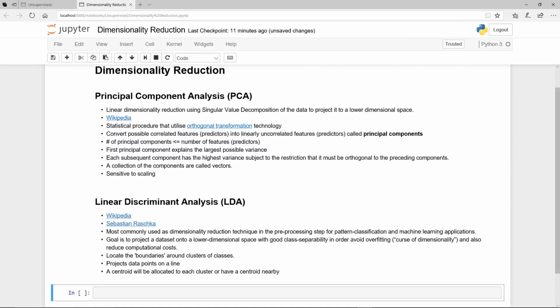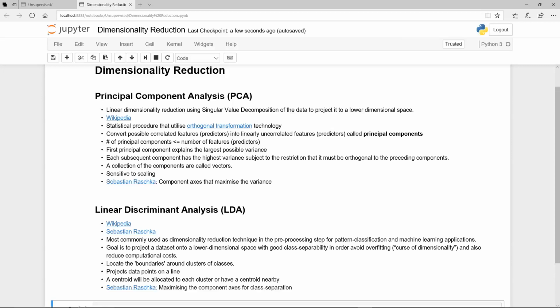The other way to explain this is that linear discriminant analysis actually locates the boundaries around clusters of classes. Basically, it's trying to identify where the boundary lies between two or three classes, and then it projects these data points onto a line, and the whole idea is to keep them as separate as possible. Each cluster will be allocated a centroid, or have a centroid nearby.